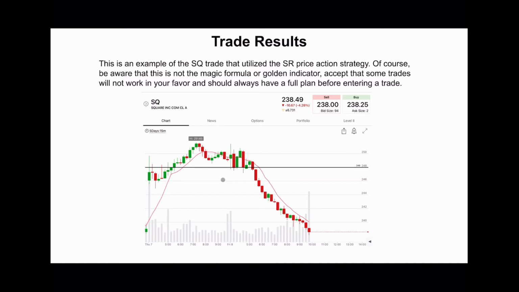Of course, this is not a magic formula or golden indicator where Hareli said it'll break here and automatically I'm going to go in. Accept that some trades will not work in your favor, and you should always have a full plan before entering a trade. I'm going to talk about, on the next slide, how a trade will work and then reverse on you. And these things happen, right?